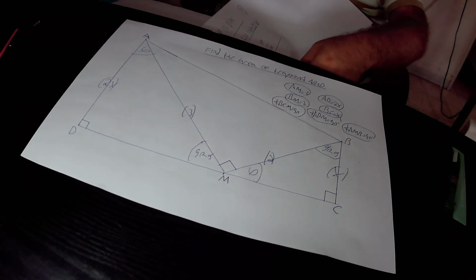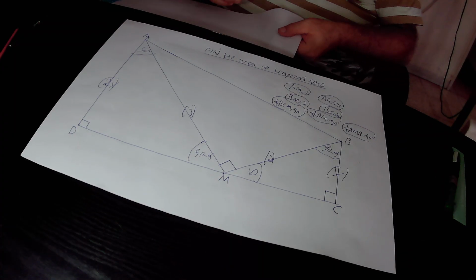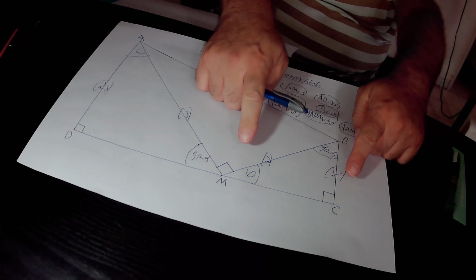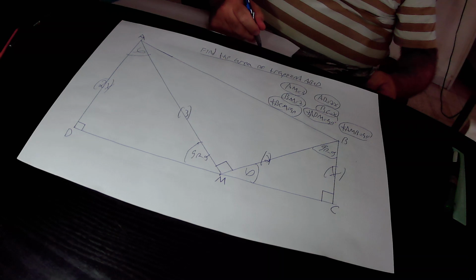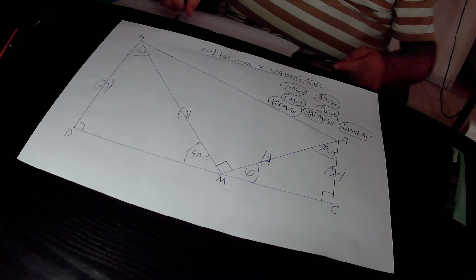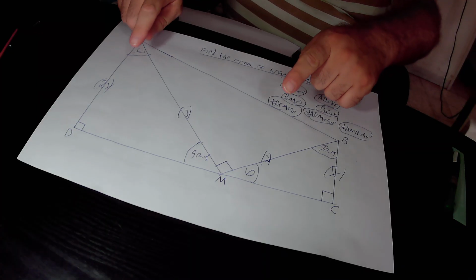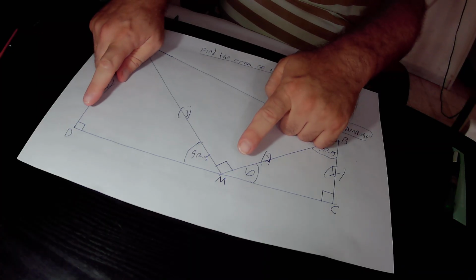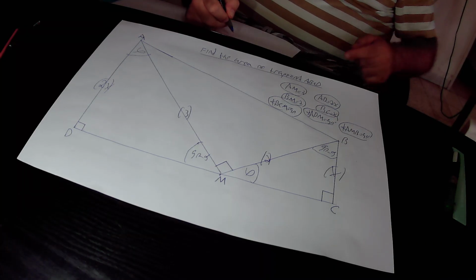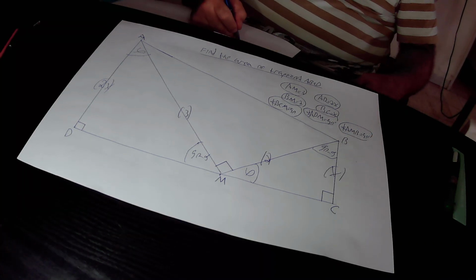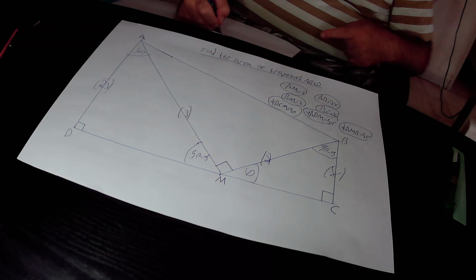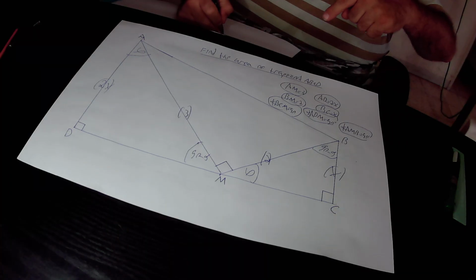AD is 2x over MC. MC is the missing side, so we leave it as it is. And it is also equal to DM over BC. DM is the missing side, so we leave it as it is. BC is x. And it is also equal to AM, that is 3, over BM, that is 2.